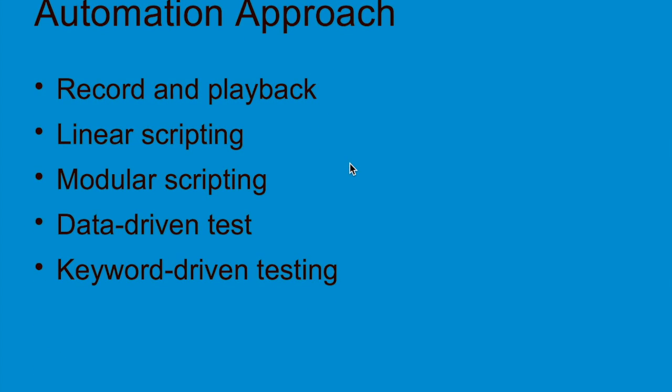Automation approach. Automation approach is the kind of approach which an automation tester is taking in order to automate the test cases. Those are functional or better to say manual test cases which are to be automated. They can be automated using record and playback, or by scripting, that is linear scripting. You can have modular approach, so it is known as modular scripting.